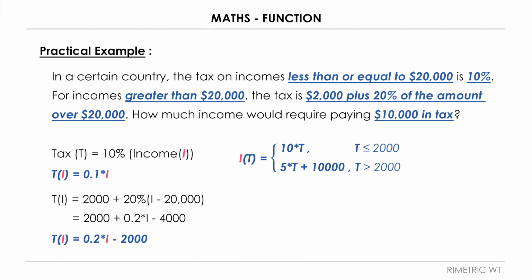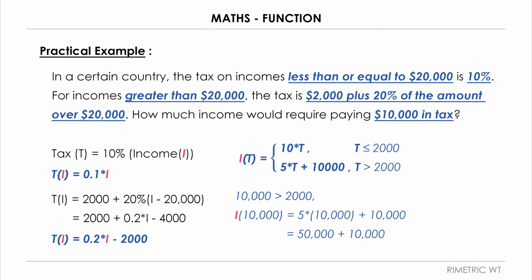All right, now to solve for the required income level, we use the appropriate inverse piece equation. Since the tax paid is $10,000, we use the second piece because 10,000 is greater than 2,000. So we substitute t equals 10,000 in the piece function I of t equals 5 times t plus 10,000. I of 10,000 will be 5 times 10,000 plus 10,000, which will be 50,000 plus 10,000, and this will result in $60,000. Therefore, for an individual to pay $10,000 in income tax, their income must be $60,000.